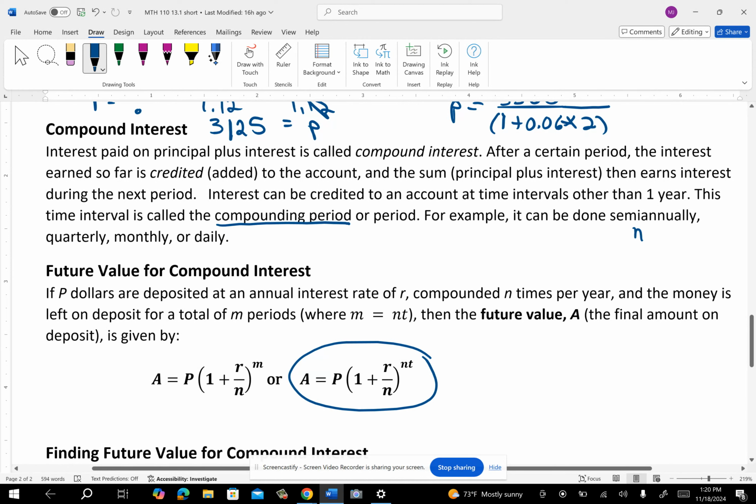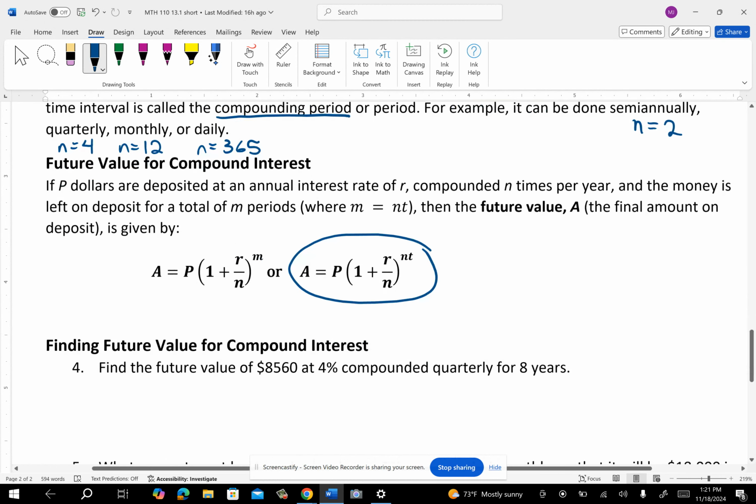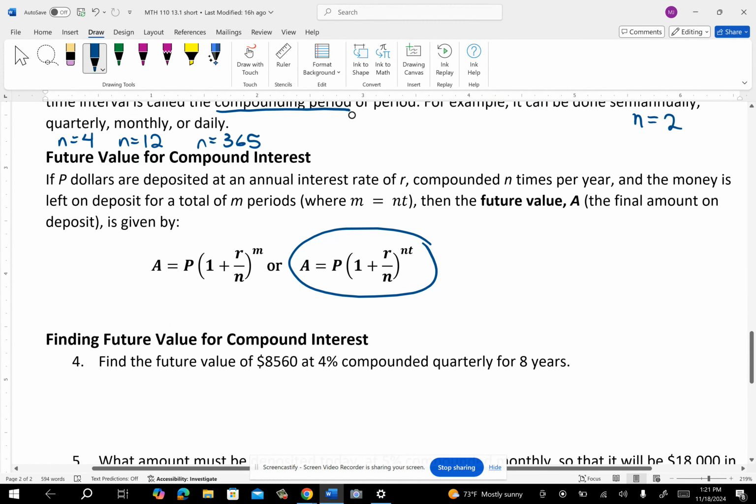Semi-annually means they're going to do that twice. Quarterly means they're going to do it 4 times. Monthly, they'll do it every month, so N would be 12, and daily, N would be 365. Every day, they're going to calculate the interest. Generally, the more often they calculate the interest, the better, because you're going to be earning interest on that interest. So it's good that they add that back into your account so that you can earn interest on that.